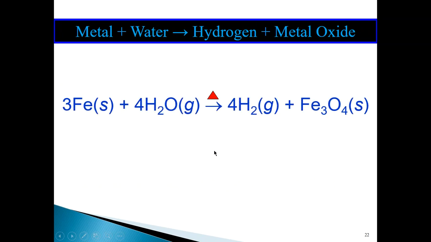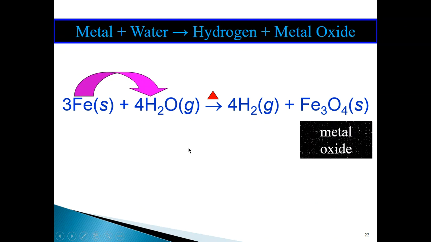Okay, in some cases, you can have a metal reacting with water to form an oxide instead of a hydroxide, such as the reaction between iron and water to form hydrogen and this compound here, which is a combination actually of two forms of iron oxide. In some textbooks, they call this tri-iron tetroxide. But this is basically another example of a single displacement reaction where the iron is displacing the hydrogen and the metal oxide will be formed.